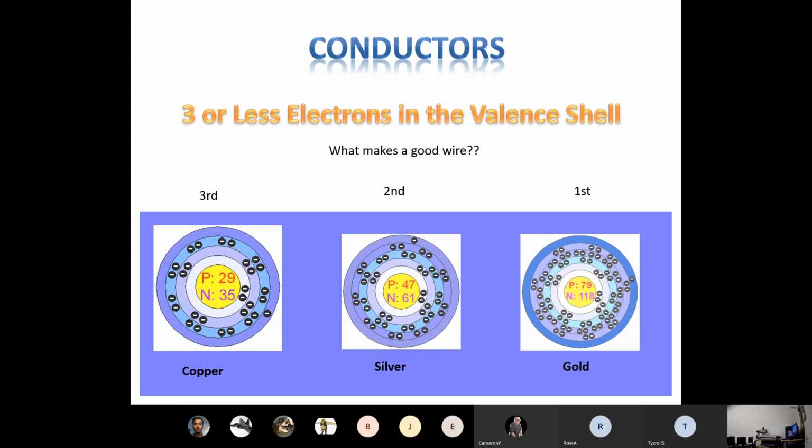But this is what you need to make sure you write down. 3 or less electrons in your valence shell is a conductor. Okay? Does everybody understand that? Where you only have 1 valence electron in each of these particular elements. And that's what we're looking for as far as conductors.